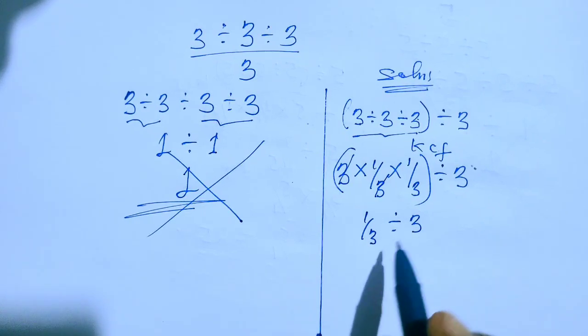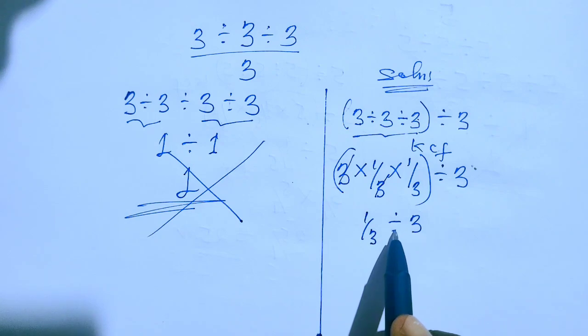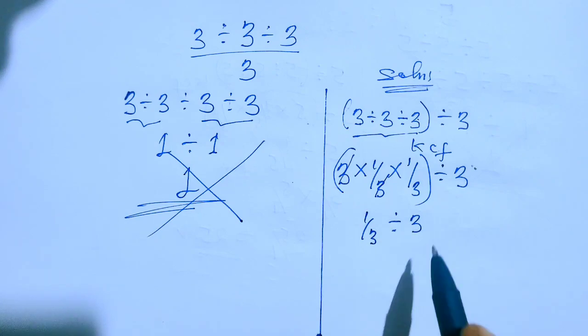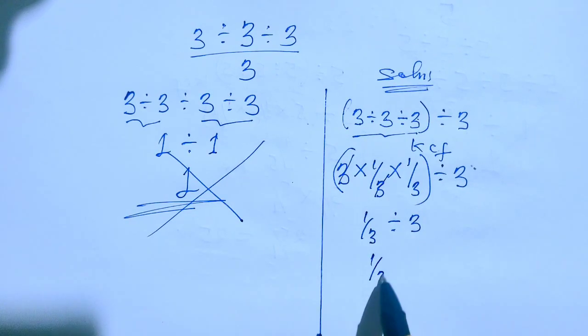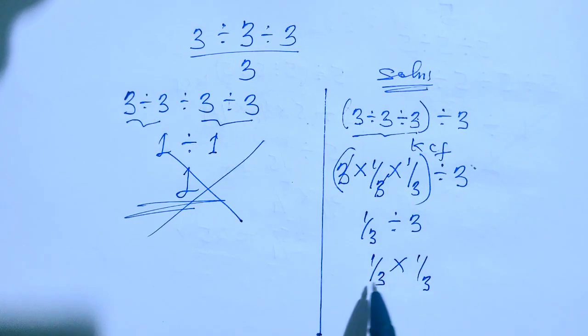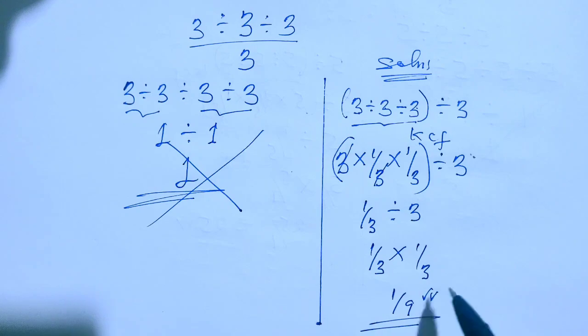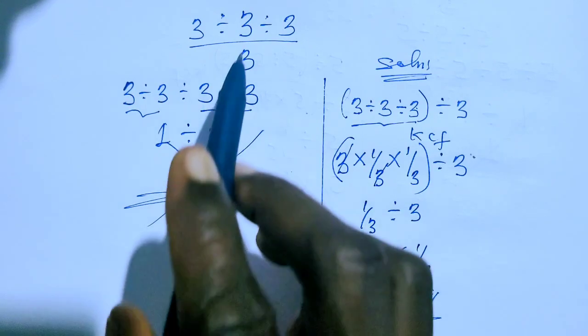And right here, we are going to apply KCF again. We are going to keep this expression right here. We change the sign to multiplication and we flip this, and we have 1 all over 3 multiplied by 1 all over 3. If we multiply this out, 1 times 1 will give us 1. Then 3 times 3 will give us 9. And this is the correct answer to this given expression right here.